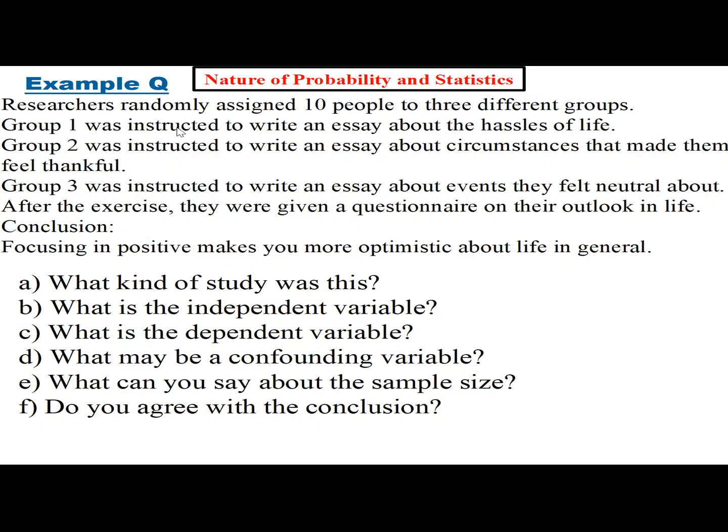Now, why was it independent? Let's see. What was the first group going to write about? Instructed to write about what? Hassles. How about the second group? Circumstances that made them thankful. And how about the third group? Write about what? Neutral. So those three are the independent variable. Okay.